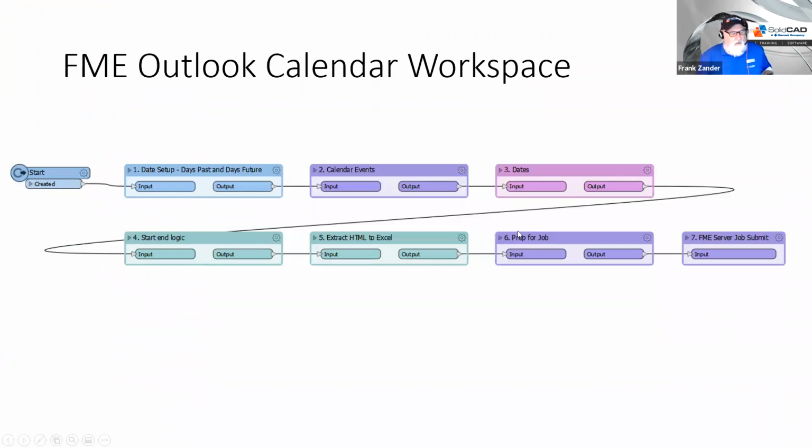Okay, quick high level, now this is really high level, workflow of how FME reads the Outlook calendar workspace. First thing I do is I've got the date set up. Did it happen, or is the current date in the past? Then I go and get my calendar events based on those dates, future and past. Then I pull out the dates, parse the dates, get some start end logic. I extract the information to an Excel spreadsheet. Aha, there's the Excel spreadsheet again. And then we go and prep that, and then it runs another FME job. It sends it to an FME Server job, and it runs a workspace to go and create those virtual machines.